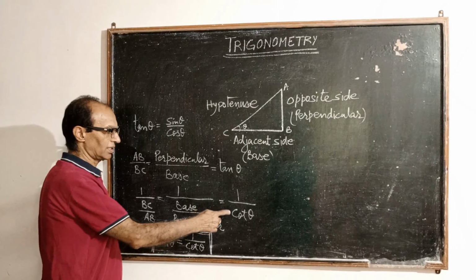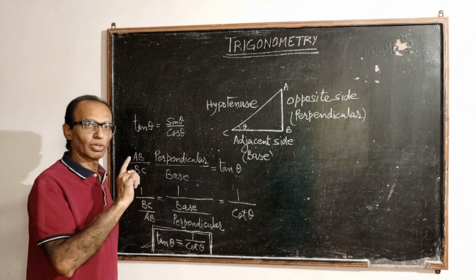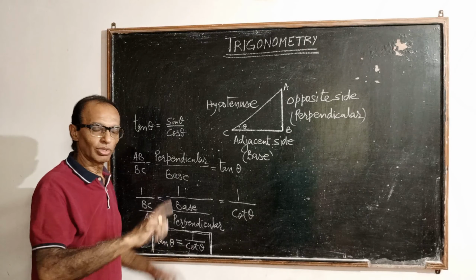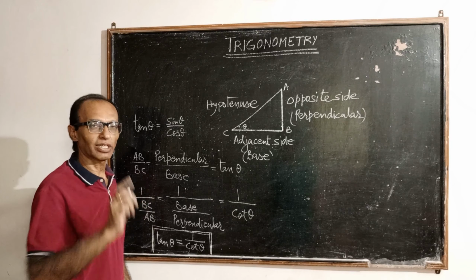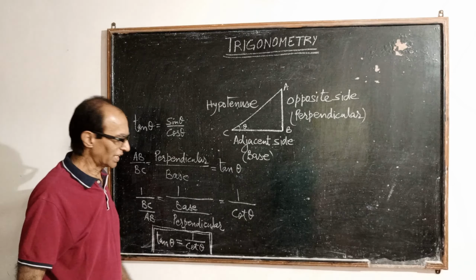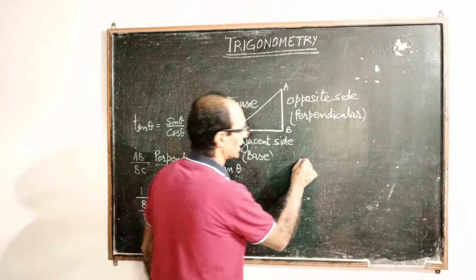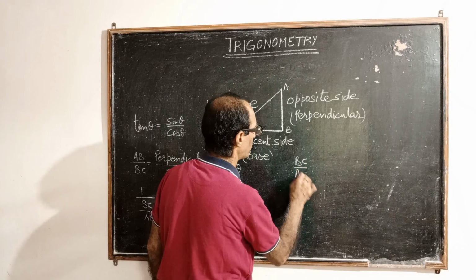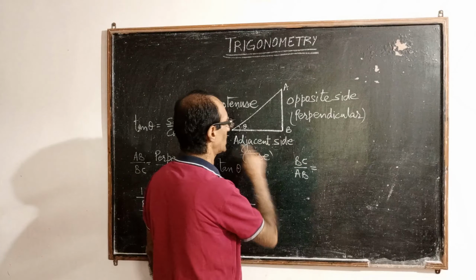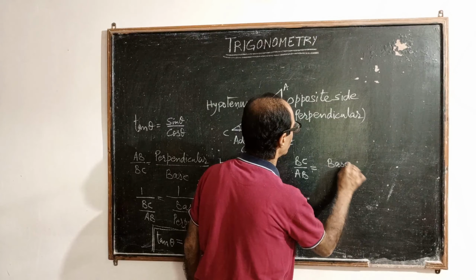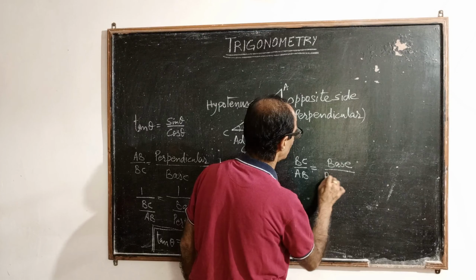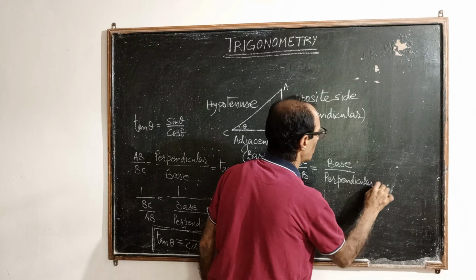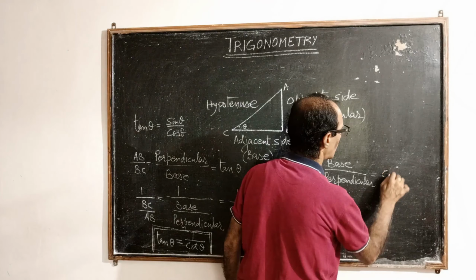Is cot theta related in any way to cos theta and sin theta? Let us work that one out as well, and let you compare it with work that you have done and see to it that you have done it correctly. We had done that BC upon AB, that is base upon perpendicular, is cot theta.